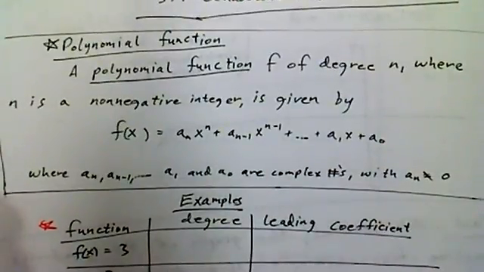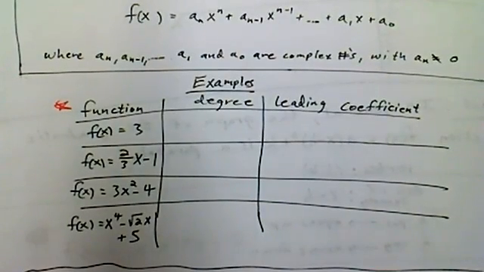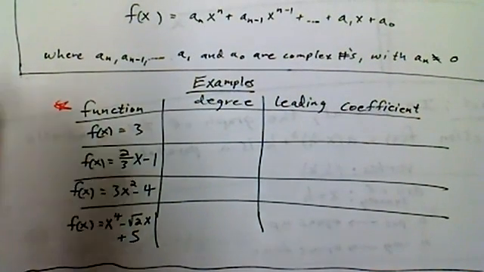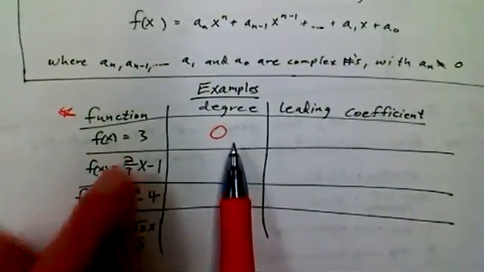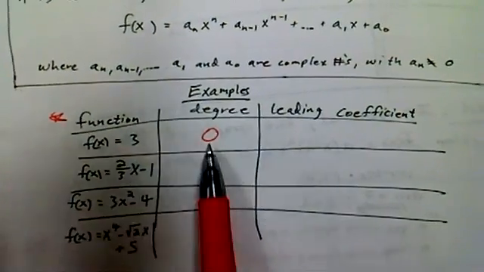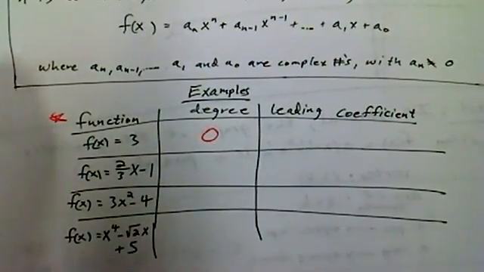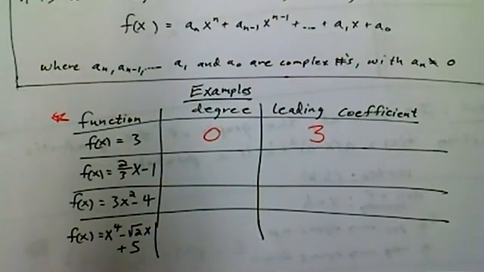So I'll give you a few examples of what these look like. For example, here's the function f of x equals 3. Technically, that is a polynomial function of degree 0. The degree is just the highest power that our variable is raised to. Here I don't have a variable, therefore the degree is 0. The leading coefficient here is just the number 3, okay?